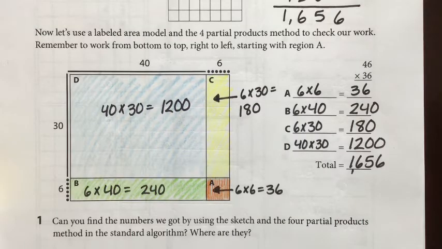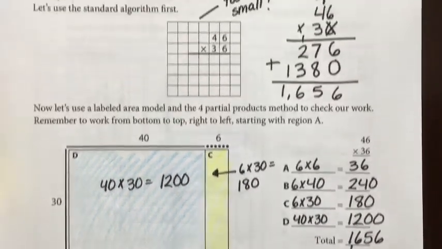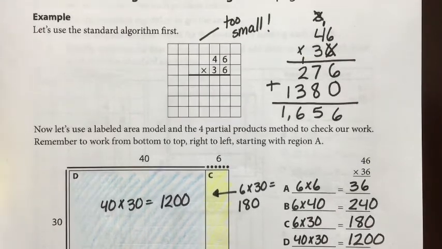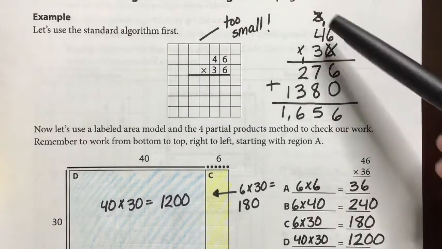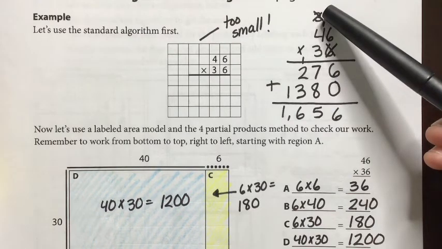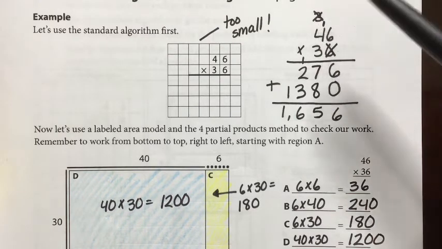One number that I can see right away is I see the 36 in the standard algorithm. So if I look back at my standard algorithm, I can see the 36. It was right at the very beginning. 6 times 6 is 36. So I was able to find that pretty easily.